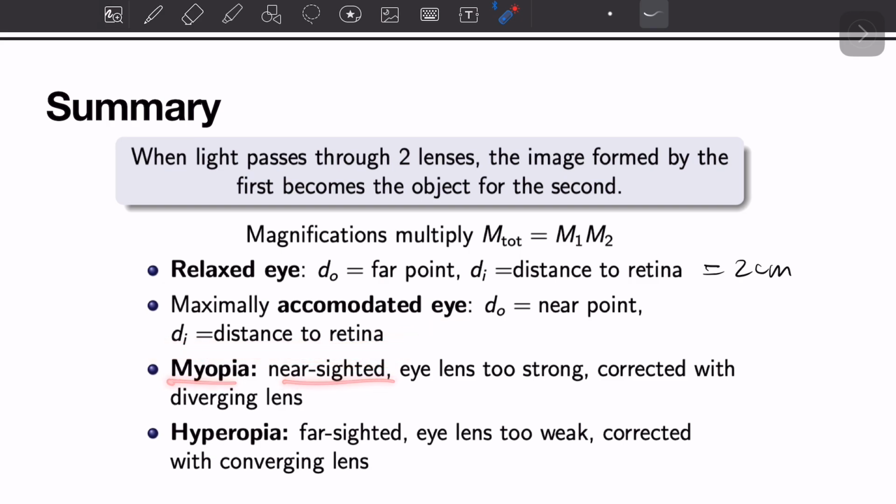Myopia is nearsightedness, eyes are too strong, corrected with a diverging lens. Hyperopia, farsightedness, eye lens is too weak, corrected by a converging lens. All right, this should get you through most of your assignment. I'll also be postponing the homework deadline from Monday afternoon to Tuesday night, so that you can also get some help from the examples done in class.